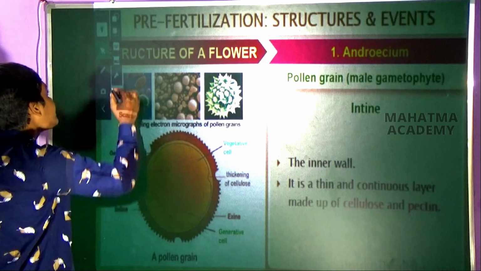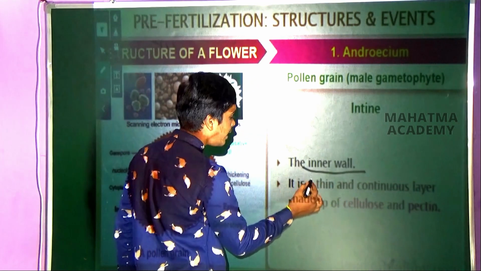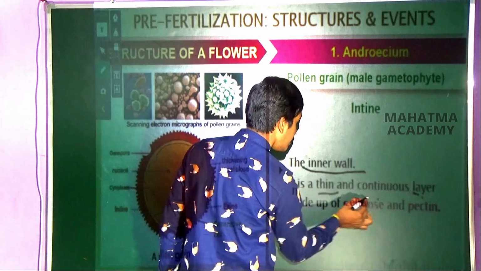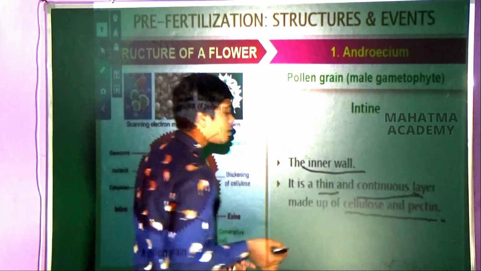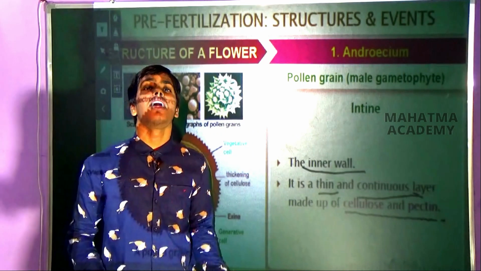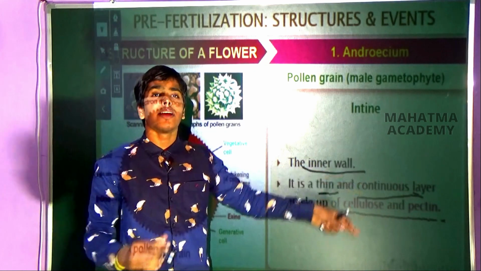Now we will see about intine. It is the inner wall. It is a thin and continuous layer. It is made up of cellulose and pectin. Look here, it is made up of cellulose and pectin, while the exine is made up of sporopollenin. It is the inner wall, a continuous layer.